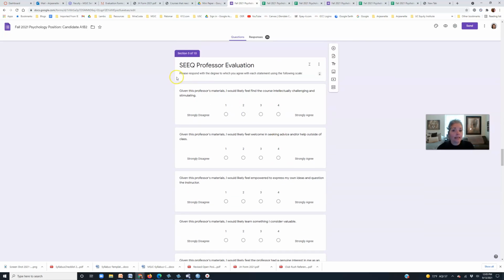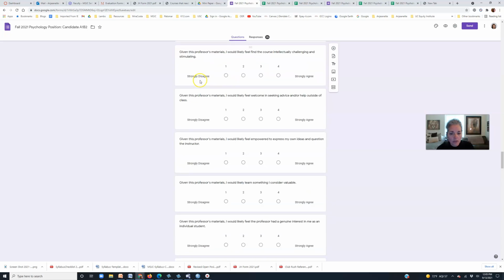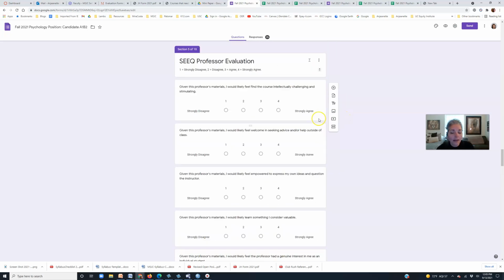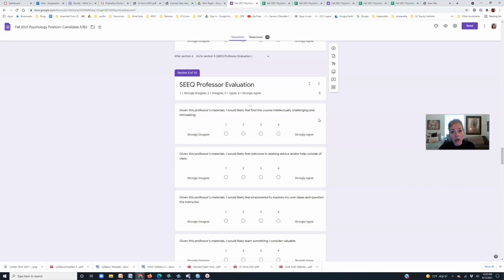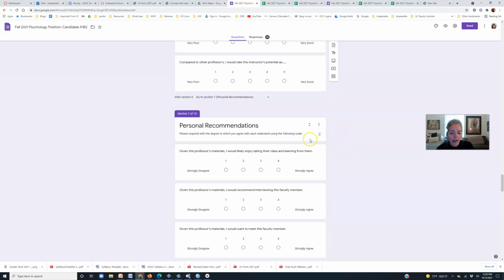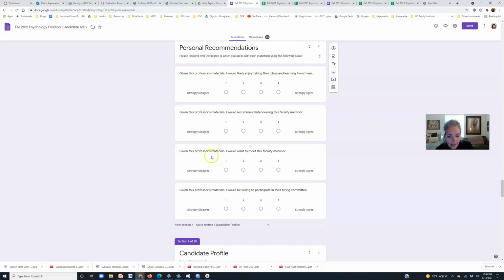Then the SEEQ evaluation form was utilized, and students were asked to rate their level of agreement, again on a scale of 1 to 4, evaluating more of the expected content or learning from the class. And then they provided overall ratings. So they rated their overall rating of the professor on a scale of 1 to 5, from very poor to very good. And then they provided a hiring recommendation.